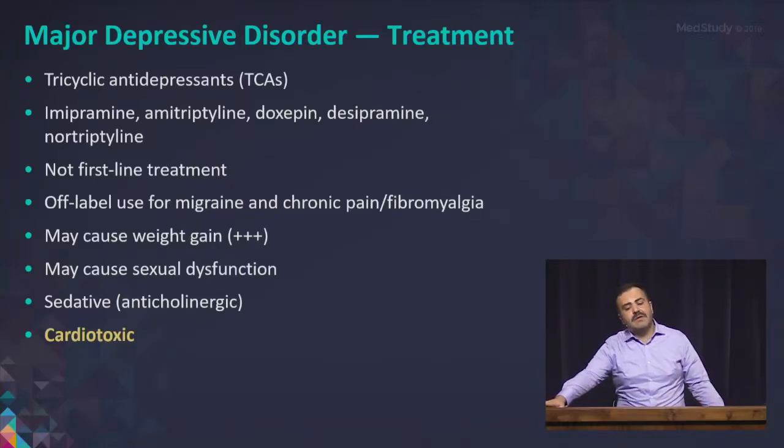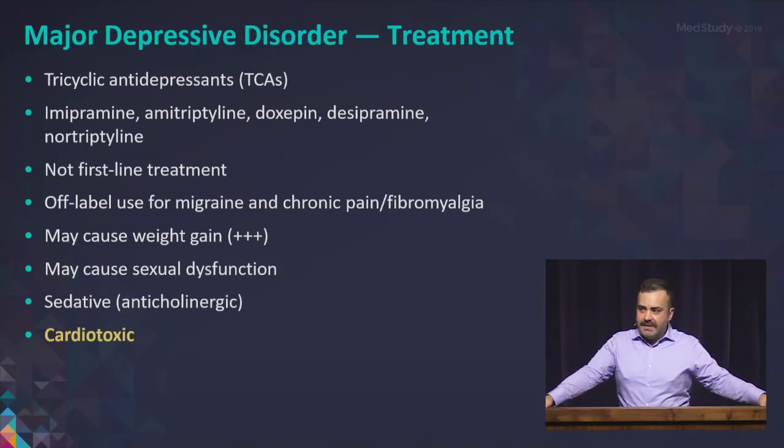TCAs, another class of medications that psychiatrists used to use a lot, but no longer. It is not the first-line treatment again. It is used often by neurologists for off-label use in treating migraine and chronic pain. They can also cause significant amount of weight gain, more than SSRIs and SNRIs. They can cause sexual dysfunction, and they're very sedative because of their anticholinergic properties. And a very important thing to remember for the board is the cardiotoxic aspect of TCAs.